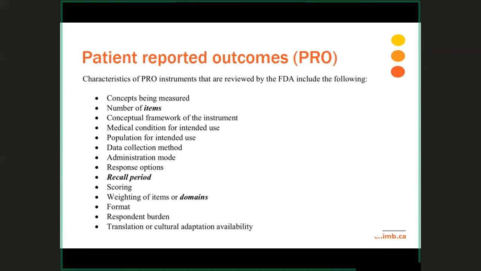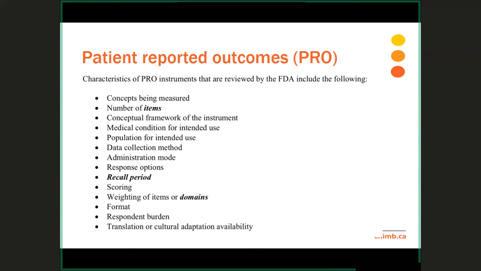So this is what the FDA is looking for. They're looking for how many things are you asking, what's the conceptual framework, why are you asking these items, what the condition is, the population, how the data is being collected, how it's being administered, what the response options are. So you always have to have a response for "I don't want to answer this," or "it doesn't apply to me," those types of things.